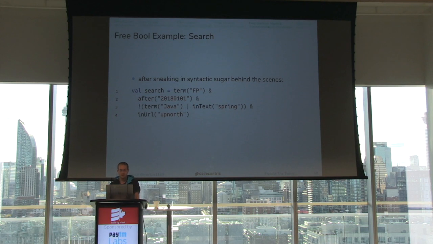And after sneaking in some syntactic sugar behind the scenes, you can just write a predicate like this. So you have a smart constructor called term that creates this term node with a string. And then you can just use the ampersand operator to create AND nodes, the exclamation mark to create NOT nodes, and the pipe operation to create OR nodes. And this should already read pretty nicely. So we filter out websites that have the term functional programming, and it has to be after January 1st, 2018. And it should not have the term Java or Spring in its text, and in the URL should be up north.